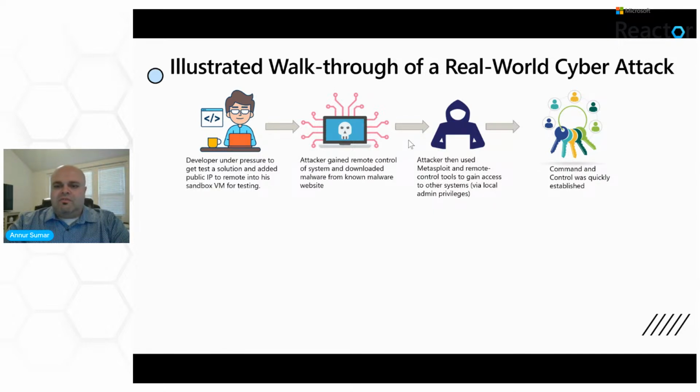So command and control was quickly established. The attacker then went into reconnaissance mode and sat in the environment for probably, I want to say, a couple of weeks, where they sniffed out a highly privileged ERP service account to gain access to the environment.